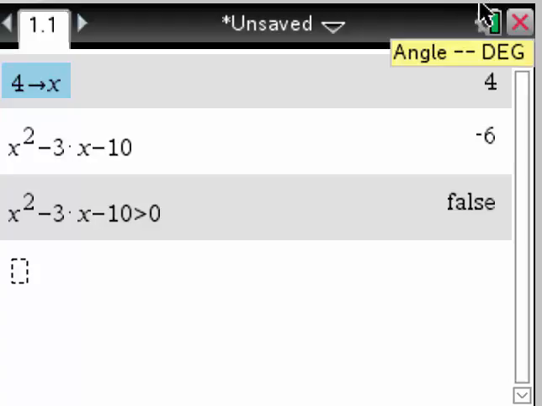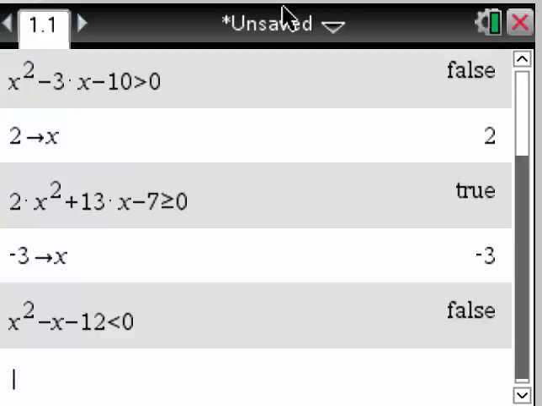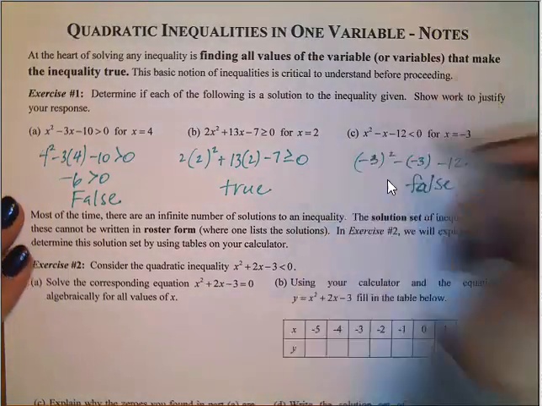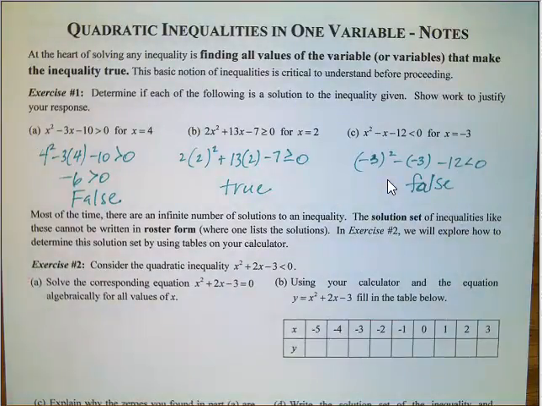So go ahead and do B and C. And continue the video when you're ready. So you should see by my storing that part B is true and part C is false. Make sure that you have the substitutions correct on your calculator or on your paper, especially for letter C, because of those negatives. You need to make sure they are in parentheses.